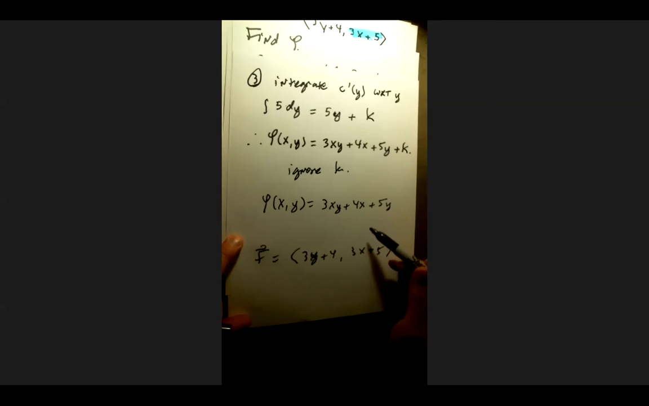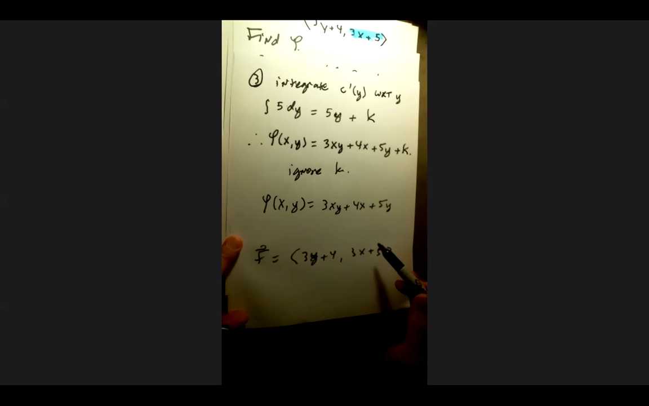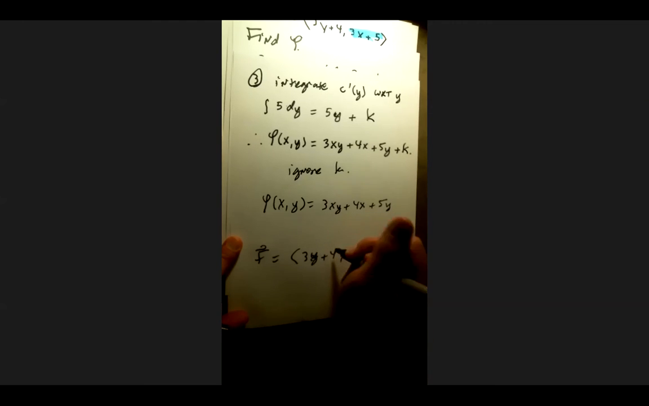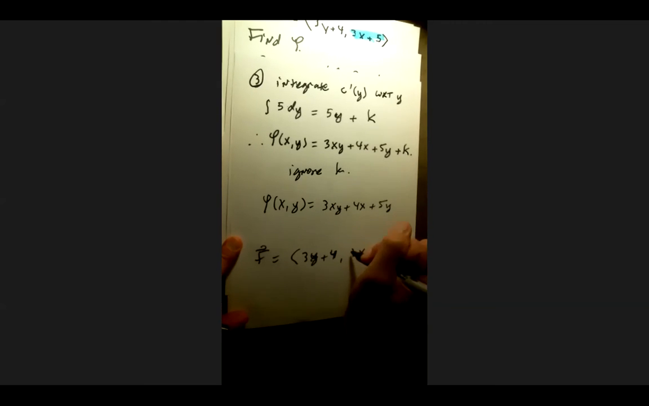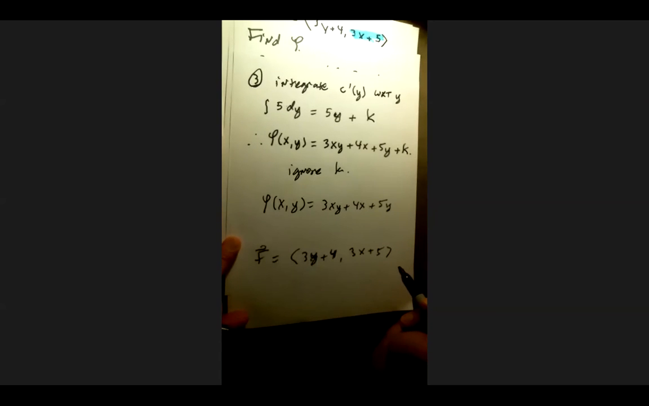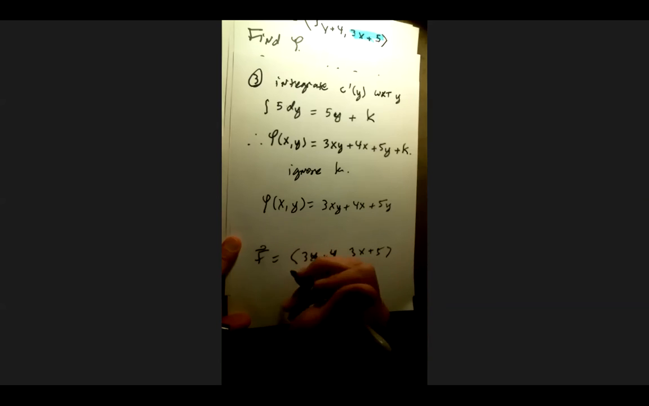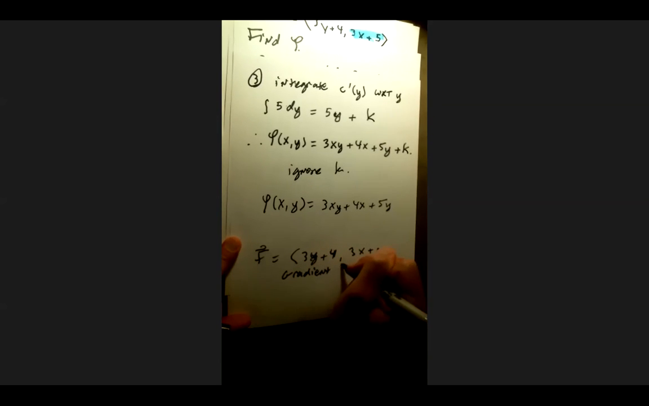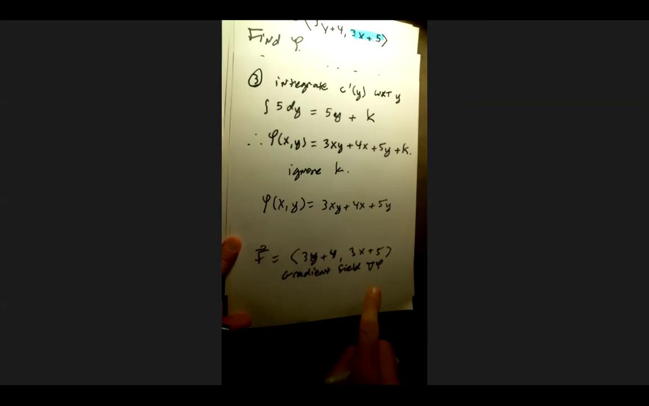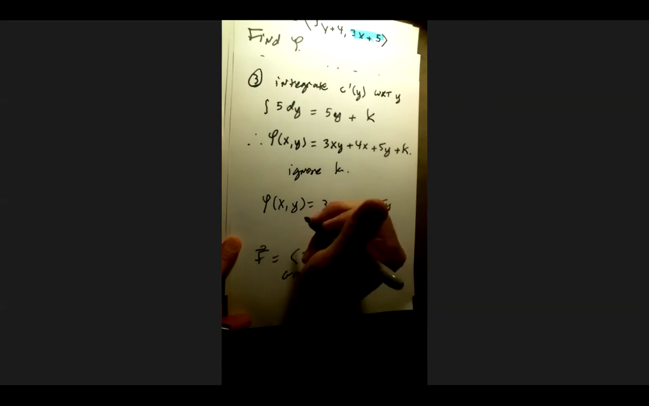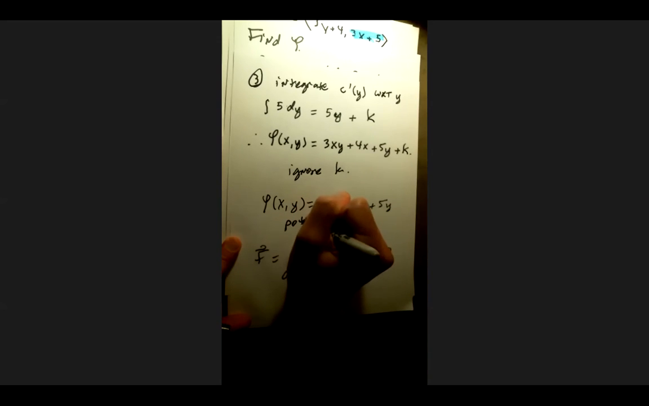What's the relationship between these two? They're not the same? True, they're not the same. Like, what's the relationship between what we started with and what we ended with? Well, we went from our gradient field to the vector field that it's associated with. Yeah, so this is the gradient field nabla phi, and this one up here is called the potential function.